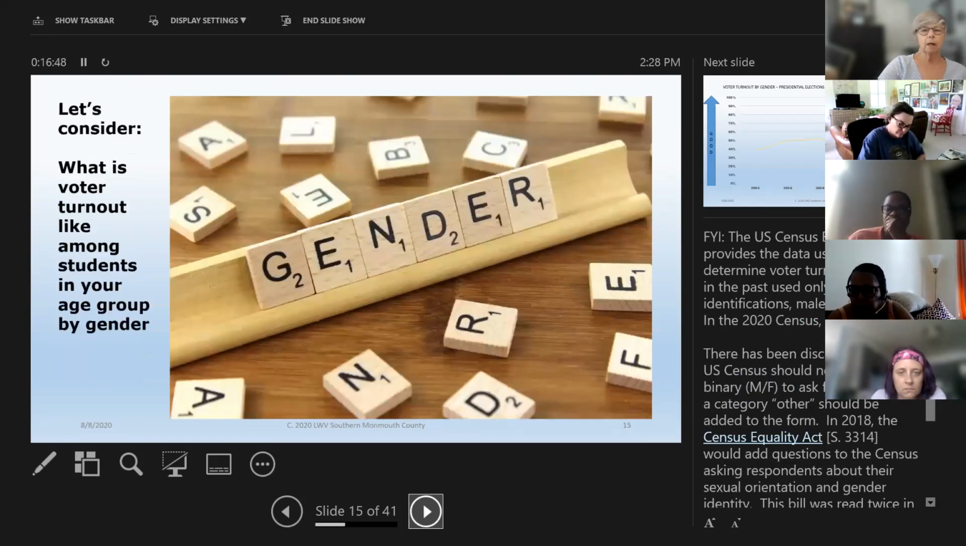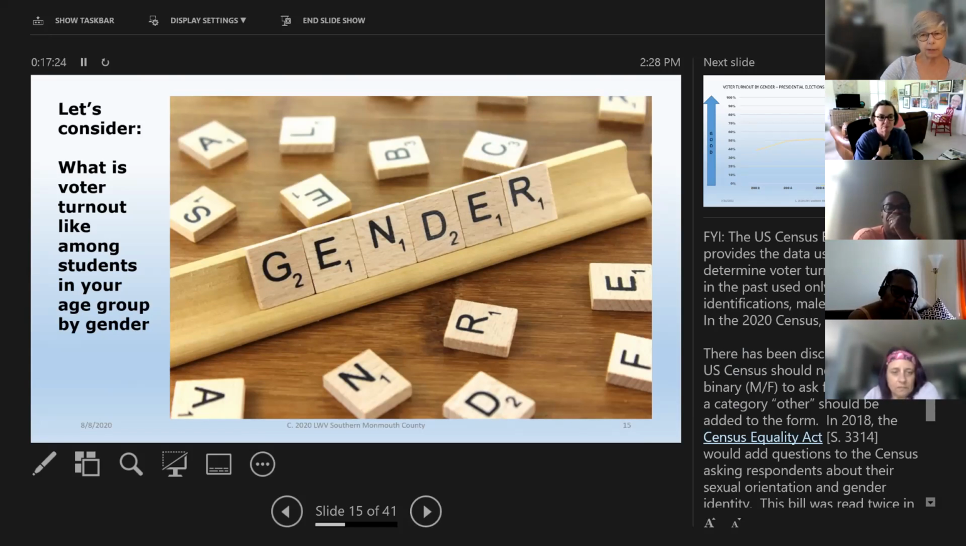Okay, we're going to look at the same turnout, but this time we're going to look at it by gender. The US Census Bureau, which provides us with the data that we've used in these slides, when they determine voter turnout, they've used only two genders in the past, only male and female. And in the 2020 census, that continued. There's been a discussion that the US Census should no longer just use the binary male-female to ask for gender, that a category known as other should be added to the form.